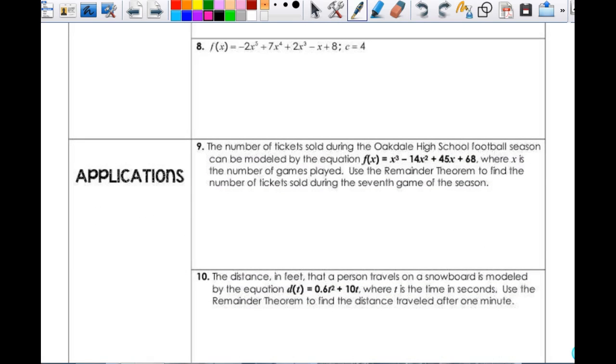Everybody good? No questions? All right, let's do number 8 together just for the sake of it. So another number, number 4 goes on the outside because we're evaluating f of x equals 4. This is going to give me a negative 2, 7, then what? 2, then 0, then negative 1, then 8. Okay, good.